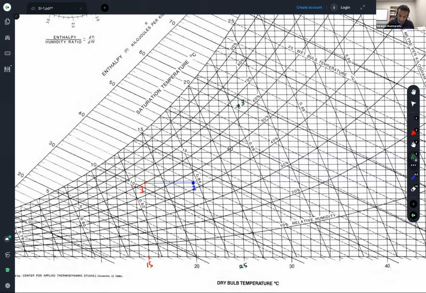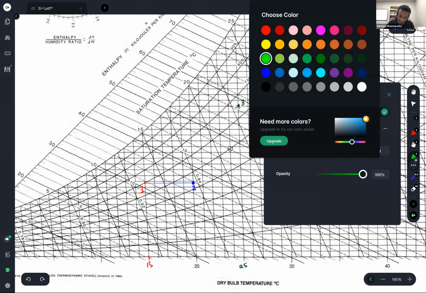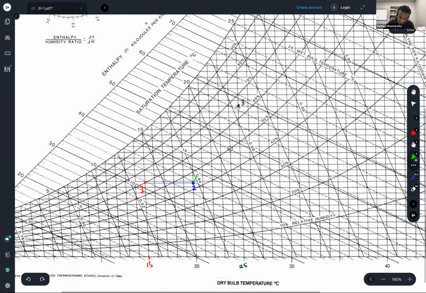Okay. So 2 to 3, I would say pick this color. And that's how we get 3. I just connected those 2 points, 3 in here. So these are 1, 2, 3 points. So we can find what those enthalpies are.